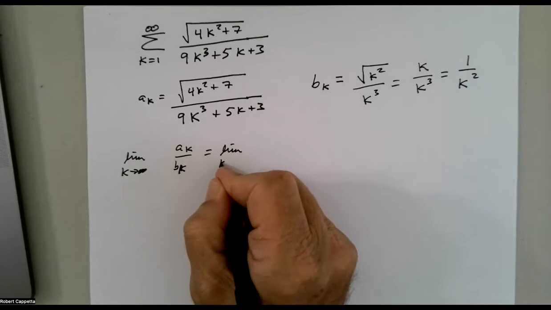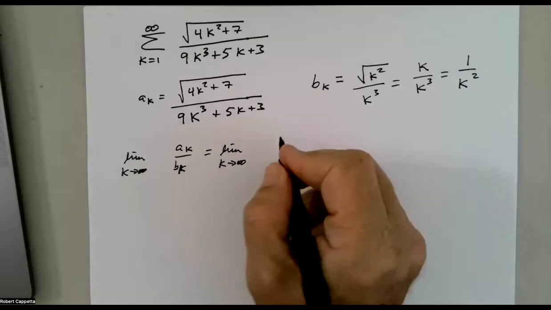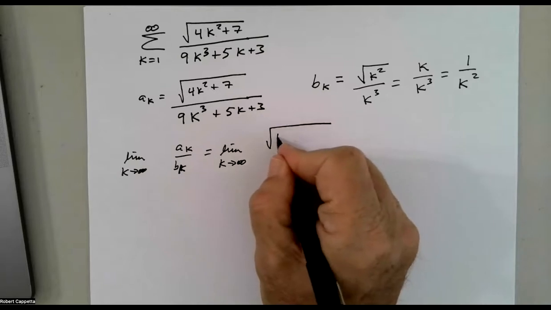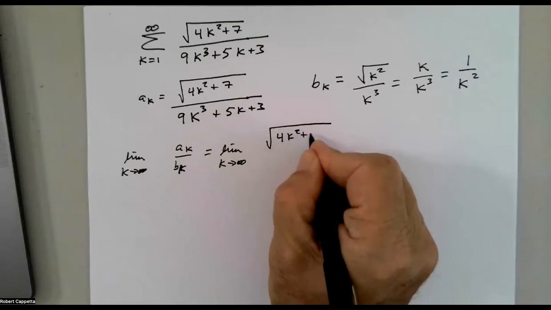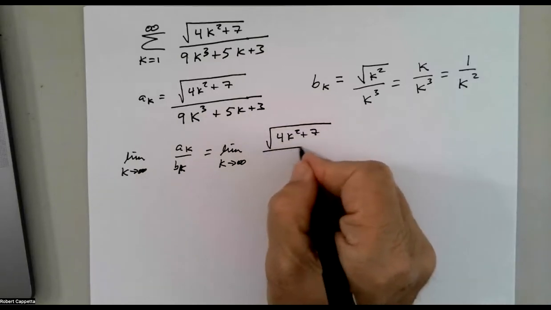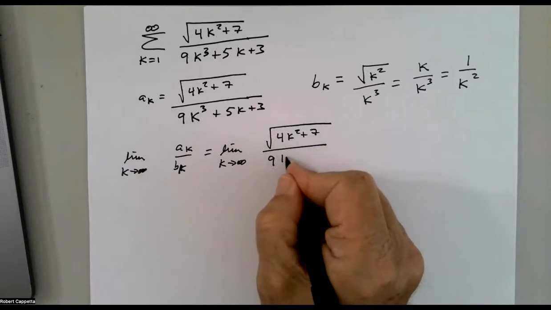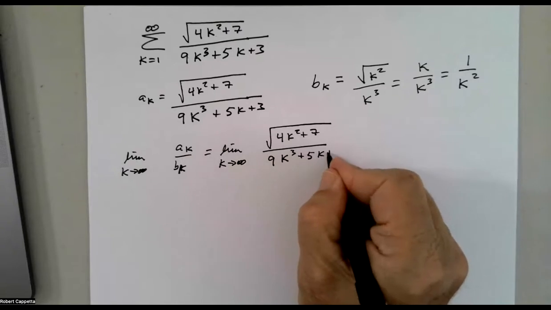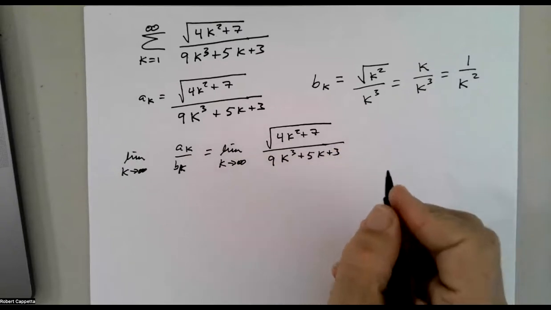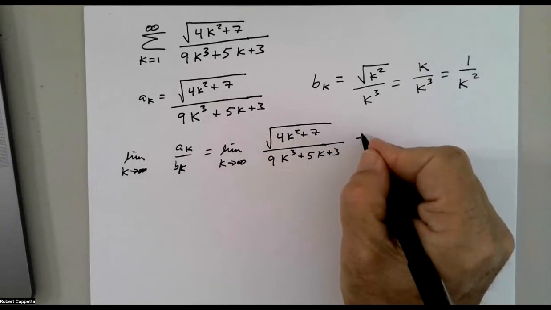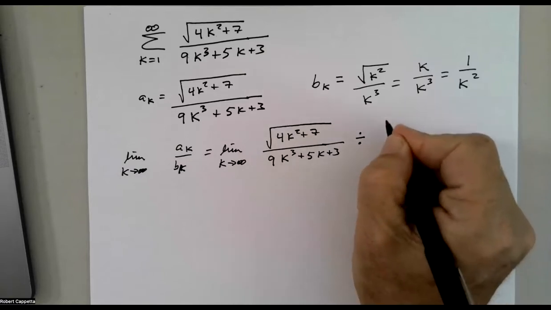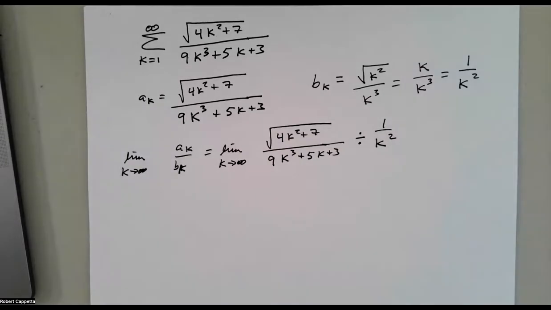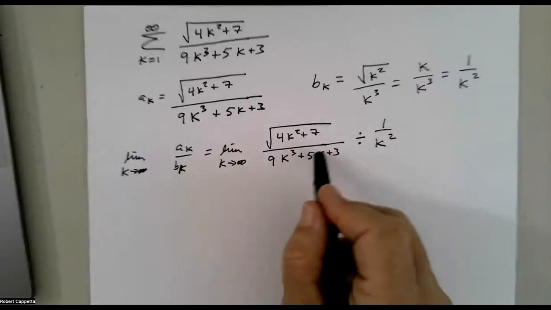So this is the limit as k goes to infinity of the square root of 4k squared plus 7 over 9k cubed plus 5k plus 3, divided by 1 over k squared. So when my algebra students tell me what, keep, change, flip.